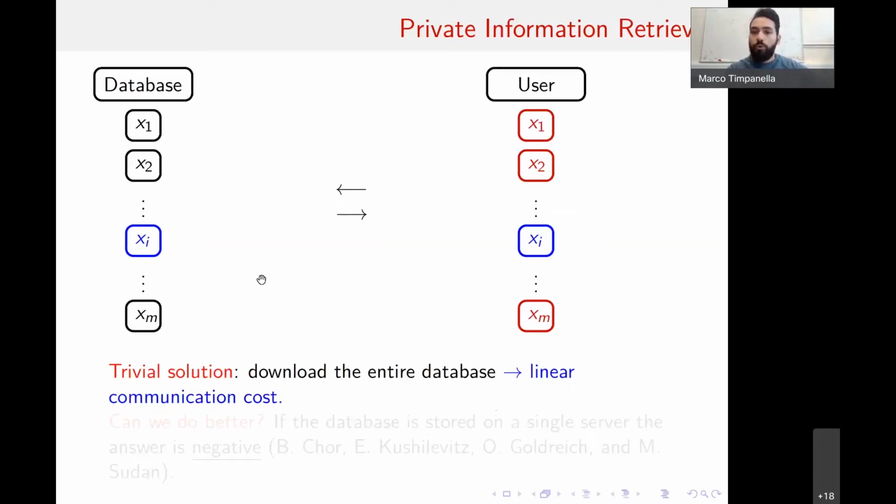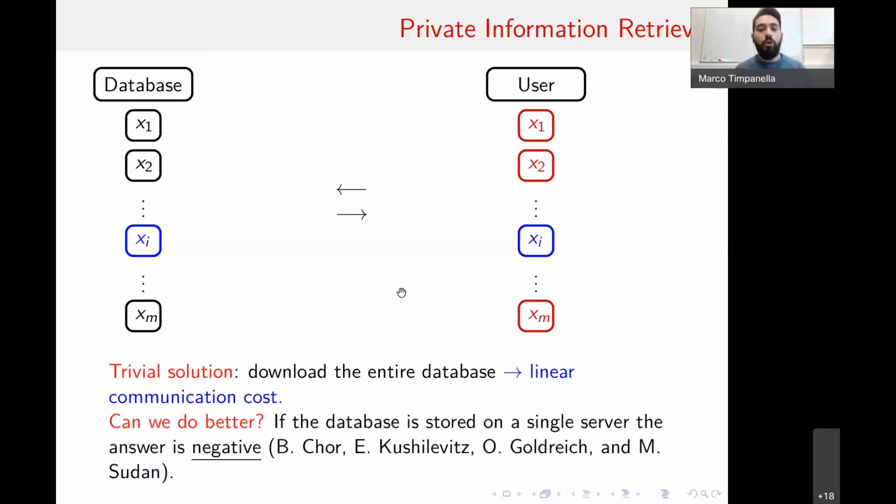One possible trivial solution to this problem could be for the user to download the entire database, because in this case, clearly the user can retrieve xi, and also clearly is not giving any information on i. The problem of this trivial solution is its communication cost, which is defined as the number of bits exchanged between the database and the user, and which for this solution is linear in the length of the database. So one may ask if it is possible to do better in terms of communication cost, and well, Chor, Kushilevitz, Goldreich, and Sudan proved that actually the trivial solution is the best possible if we assume that the database is stored on a single server.